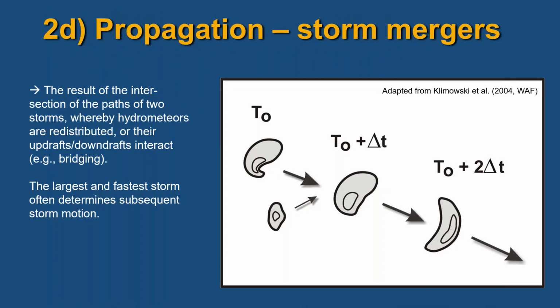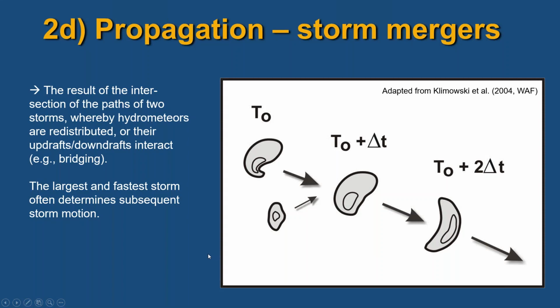And another type of propagation results from storm mergers. This is just one example where you have two storms that are moving along. Of course, on the last slide, we saw mergers as well, but this is a little bit different in that you have the two storms actually run into each other, and then typically the stronger storm pre-merger is the one that dictates what happens after that. In this case, it could evolve into a bow echo.